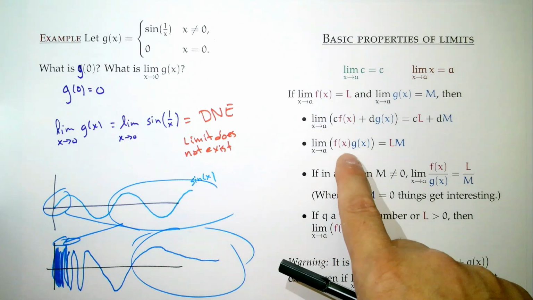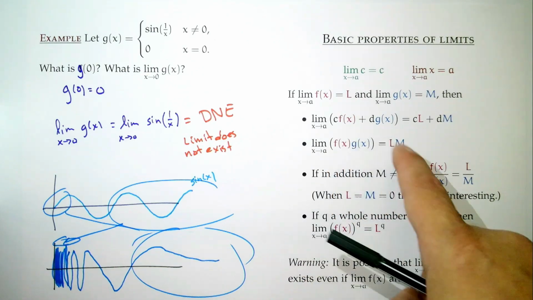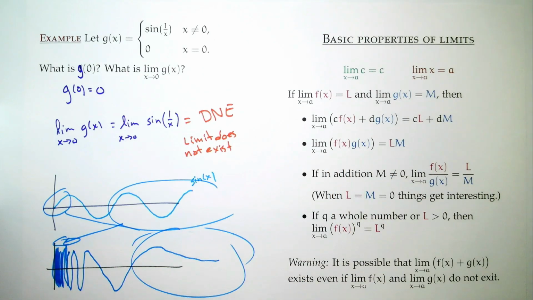If the limits exist and I'm multiplying them together, I can multiply the limits. So limits work with multiplication. Now, you have to be a little bit careful here about what your assumptions are, and we'll point this out at the bottom. There's a warning here.